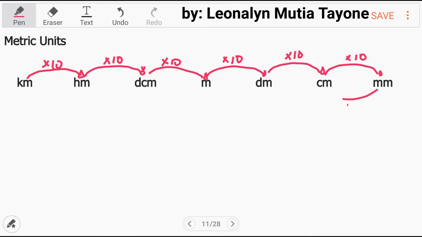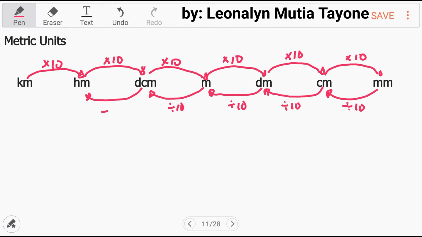Then, ngayon, baliktaran lang. Kung nag-multiply tayo ng 10 dyan, mag-divide tayo ng 10. Centimeter to decimeter divided by 10. Decimeter to meter divided by 10. So, lahat yan, kung nag-multiply tayo ng 10, divided by 10. So, this is divided by 10, and this one is divided by 10.